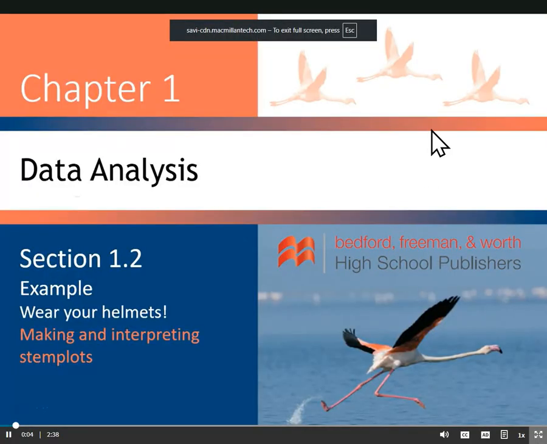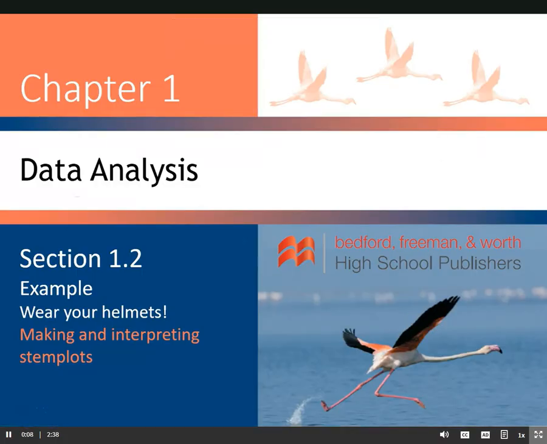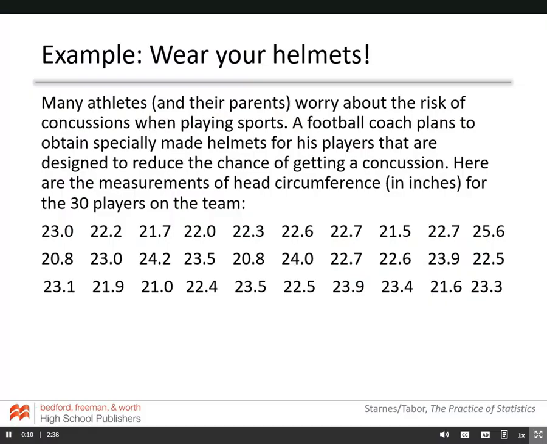Hi, I'm Monica DeBolt, and I'm back to look at section 1.2, the example Wear Your Helmets, and in this we'll make and interpret stem plots. Many athletes and their parents, rightfully so, are worried about the risk of concussion. So this football coach wants to get specially made helmets to reduce the chance of getting a concussion for his team. What he did was measure the head circumference in inches for 30 of his players.